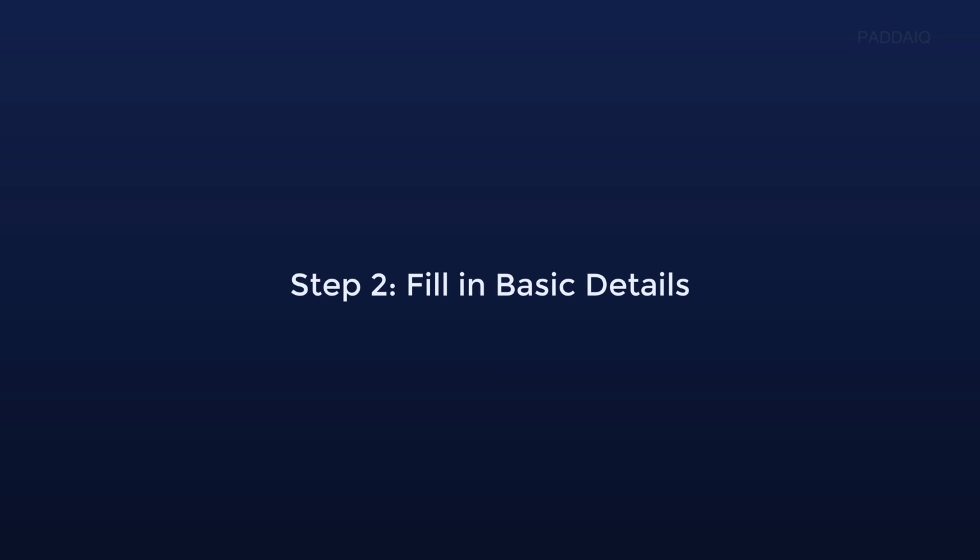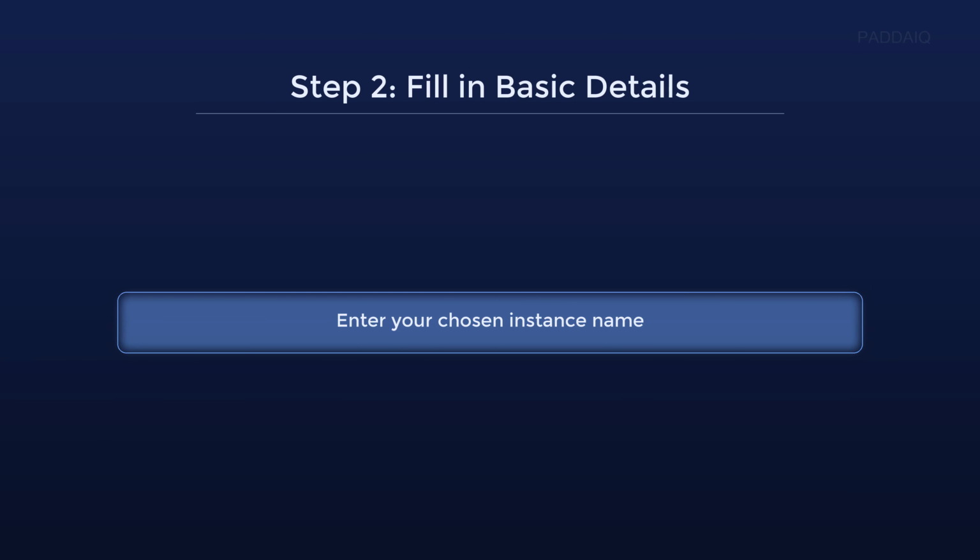Step 2. Fill in the basic details. Enter your chosen instance name. This is simply a unique identifier for your SAP BTP instance, much like naming a new project folder. For example, if you are creating a development environment, you might name it HR_app_dev. This name helps you easily recognize and manage your instance among others.